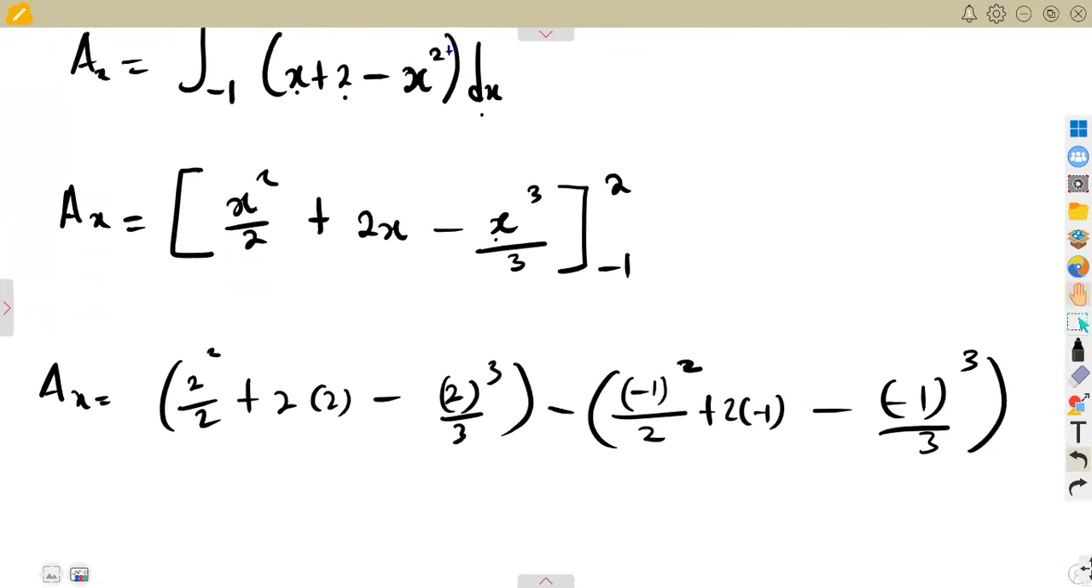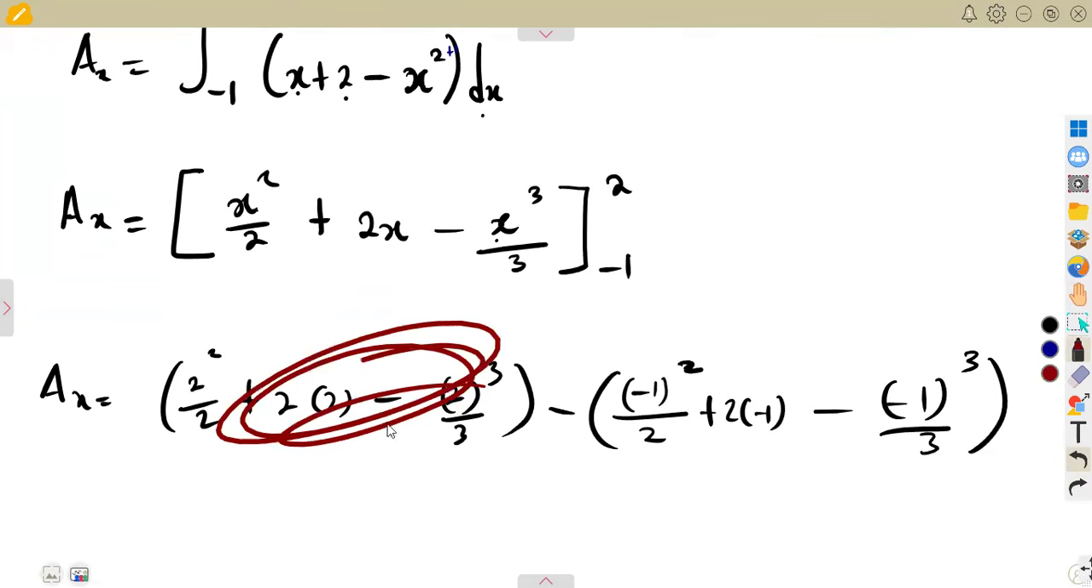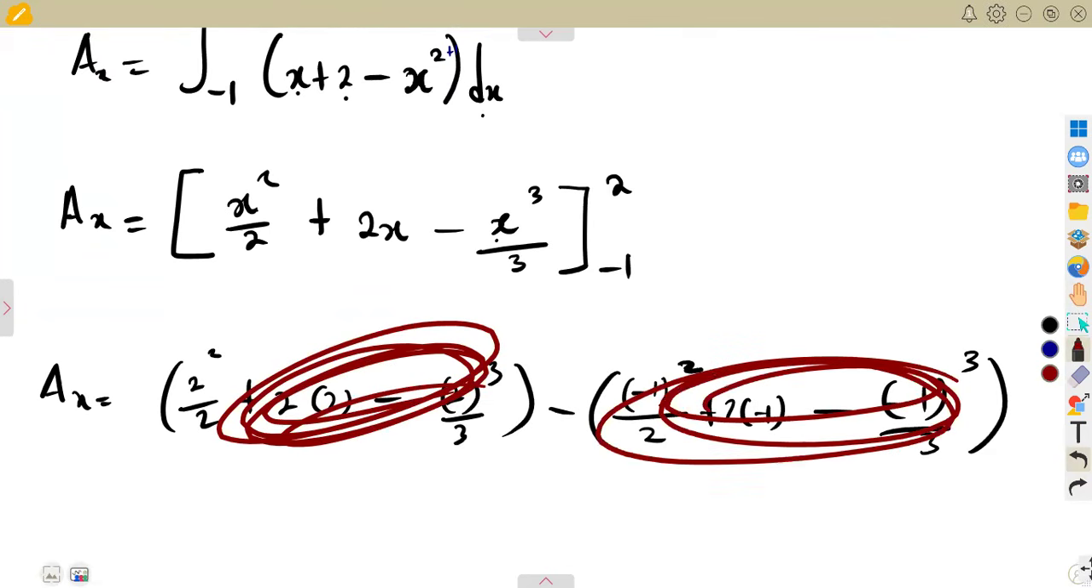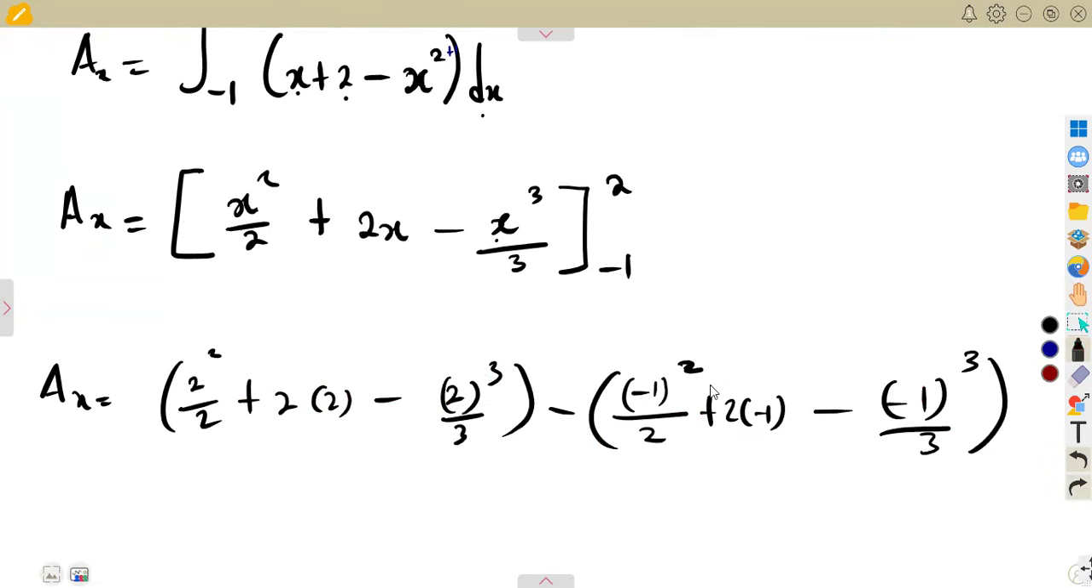So that's the idea there. This is our upper limit. This is our lower limit. So you're going to simplify this. At the end, you're going to obtain 11 over 2, which is the same as 5.5 square units. So that is the area.